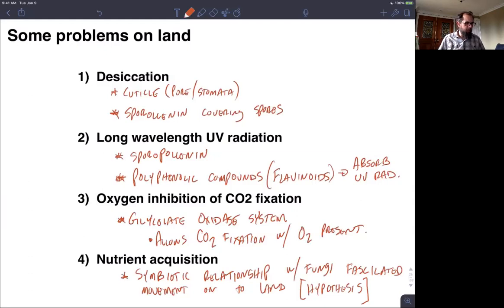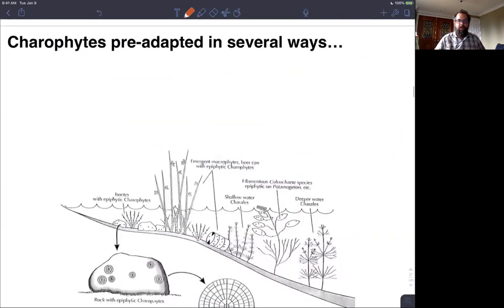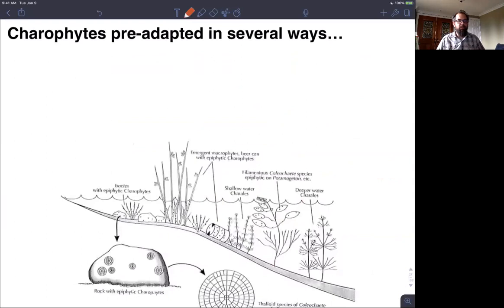Okay, so I bring these problems up just to emphasize how these different characteristics and traits in land plants are actually solving these problems. So that's the structure and function relationship we have when we move from that green algal ancestor out onto land. And it turns out that charophytes, remember charophytes are sister to the land plants, are actually pre-adapted in several ways for this movement onto land.